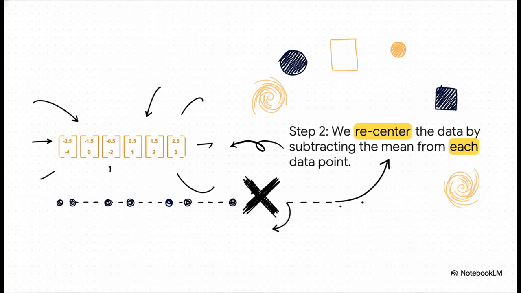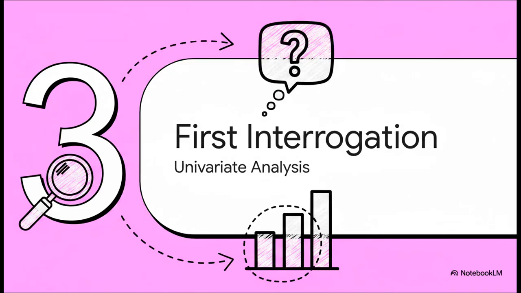they started. Okay, so we've seen how to reduce complexity to get the big picture. Now let's switch gears to another core detective skill, interrogation. Sometimes the most powerful insights come from just questioning one variable at a time. This is what we call univariate analysis.